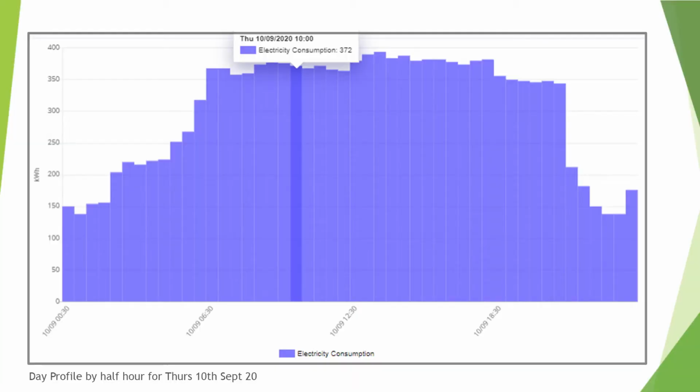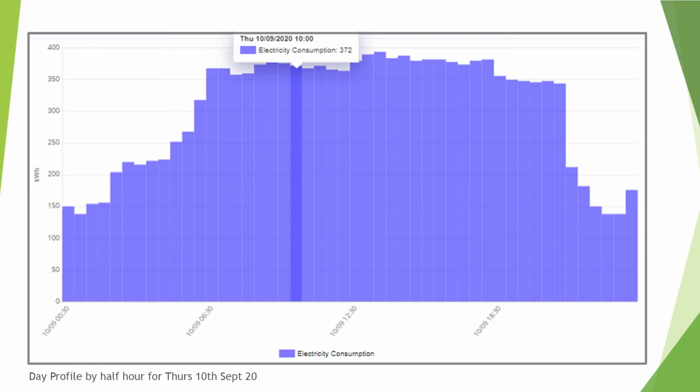So I think this may be a good point to share my screen, show you what a day profile would look like for half-hourly consumption. Okay, that'd be very helpful. Yes. This is anonymized, so we're not breaching anything here, and it's just a very generic display of data.